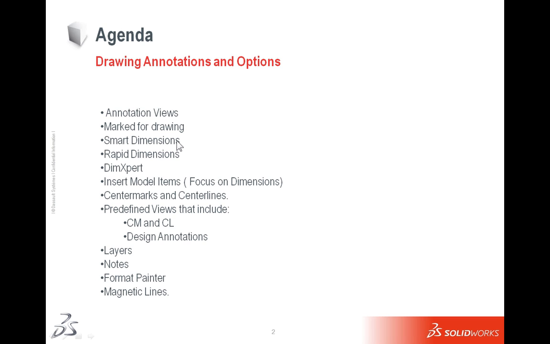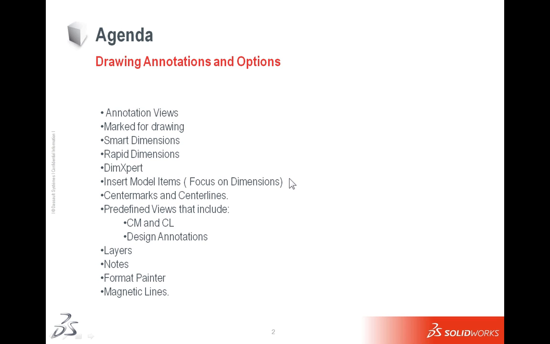We're going to talk about smart dimension. We're all used to using smart dimension in a solid model situation, but you have some extra capabilities when it gets to the drawing side of things. There's a couple other commands in there, one called rapid dimensions and the other one is DimExpert, and we're going to show the DimExpert in a couple different ways as well.